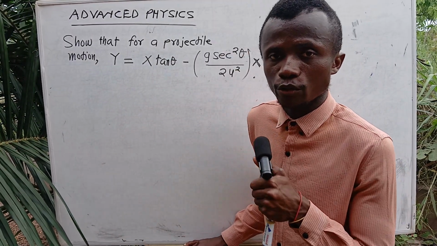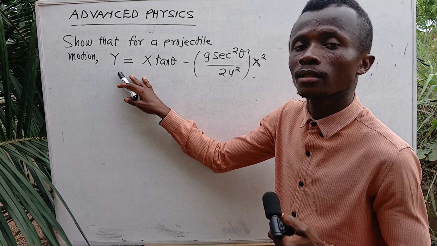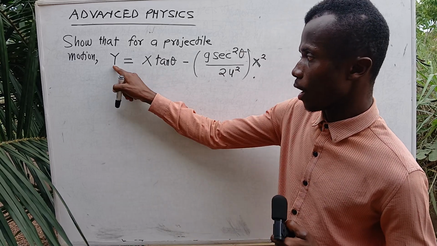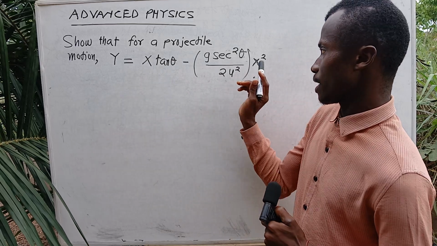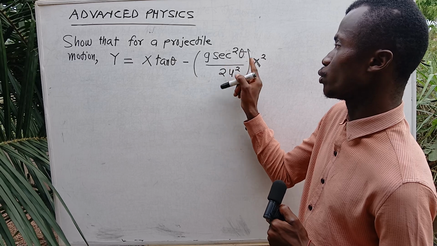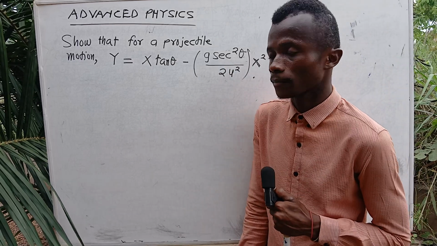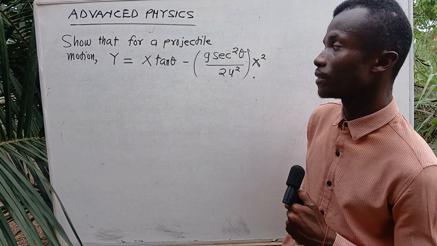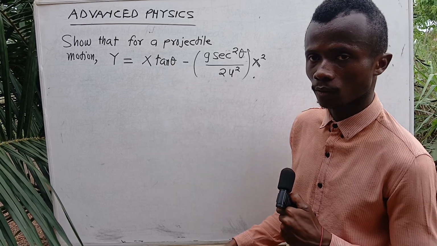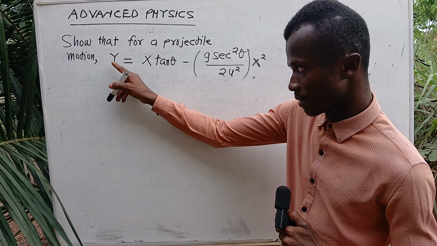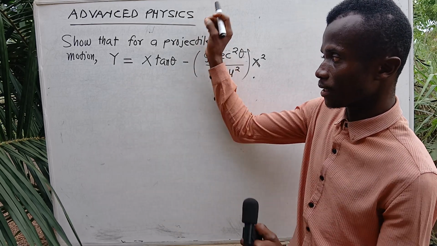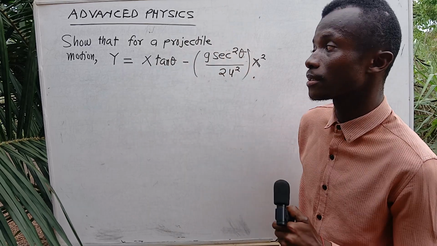We cannot close the episode without showing this. We are showing that for every projectile motion, the position y is parabolic with x. In other words, y is equal to x tan theta minus g sec squared theta over 2u squared times x squared. So given every x position and given the initial velocity as well as the initial angle of projection, you can simply calculate for y. So this is the trajectory function of y in terms of x.